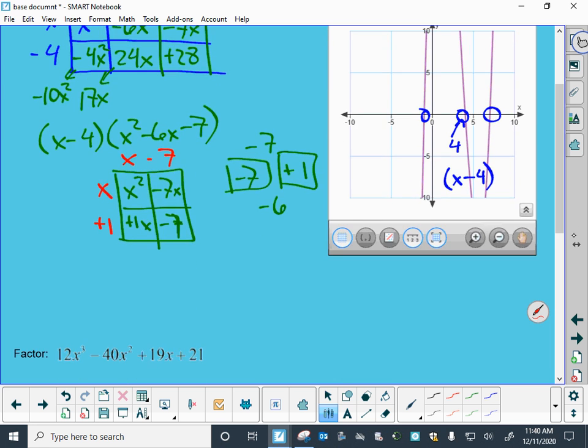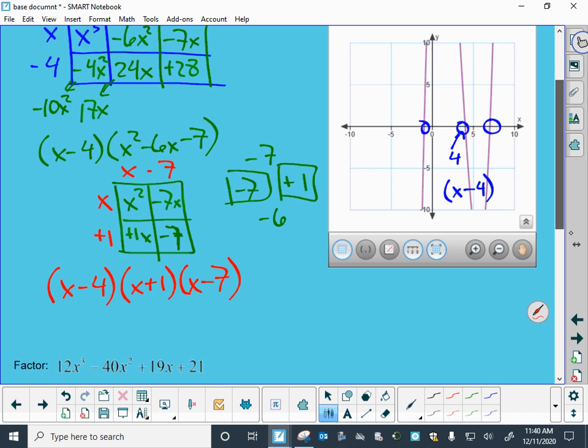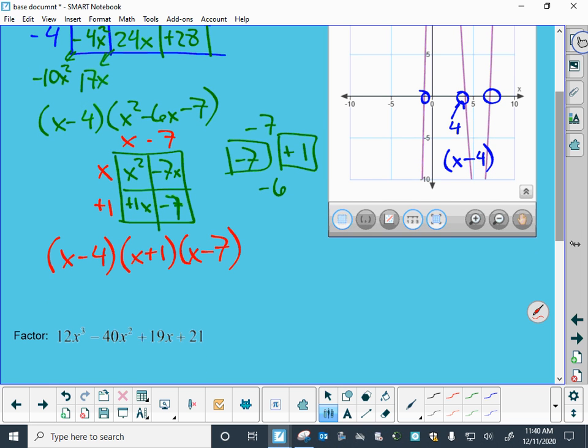So my final answer, I have the x minus 4 that I pulled out. I've got an x plus 1 and an x minus 7. So this is the factored form of that degree 3 expression that we had before.